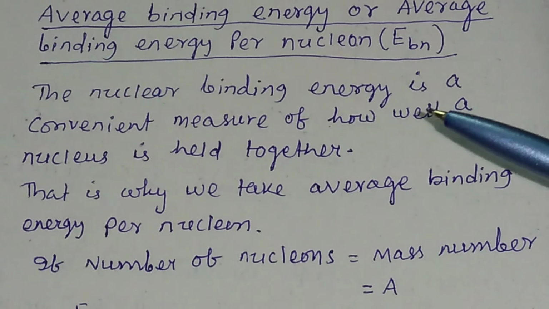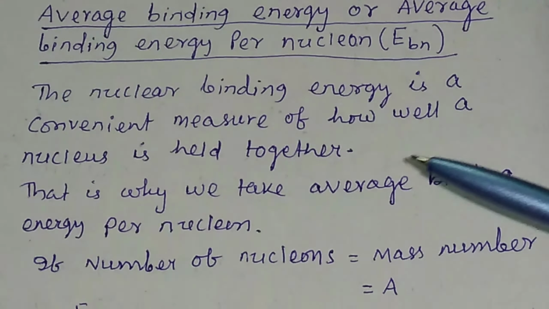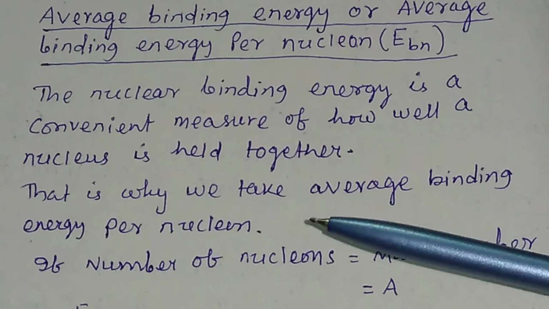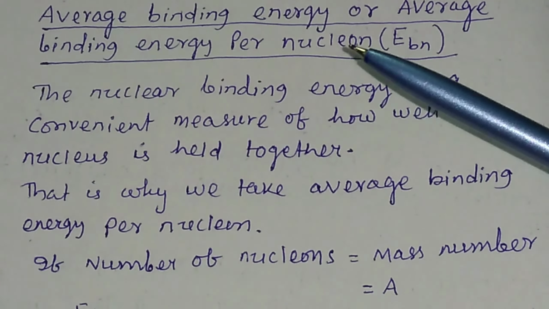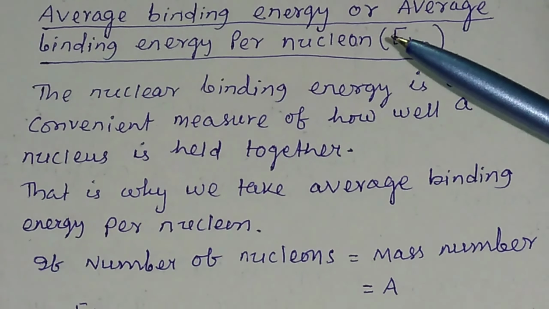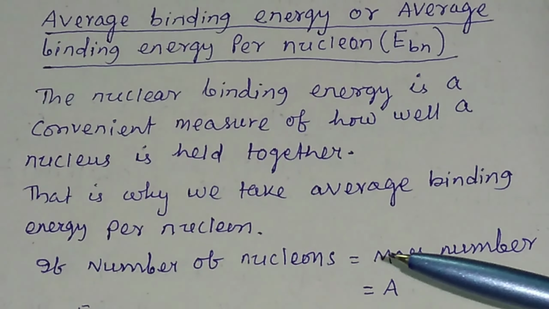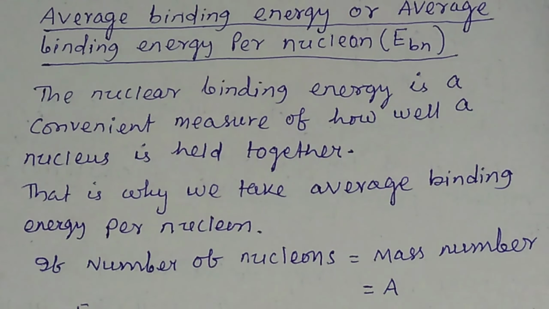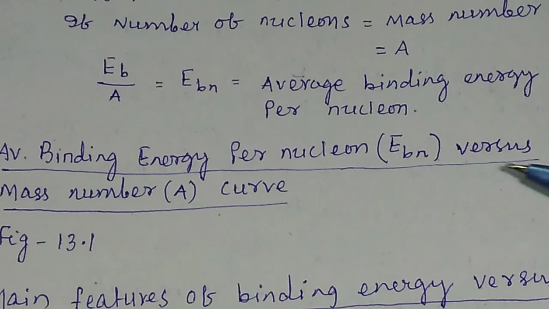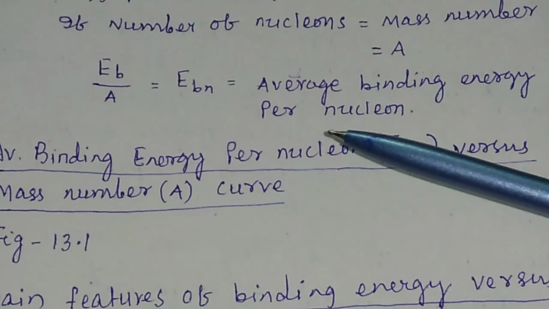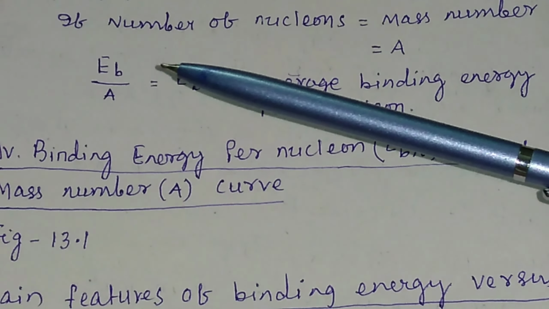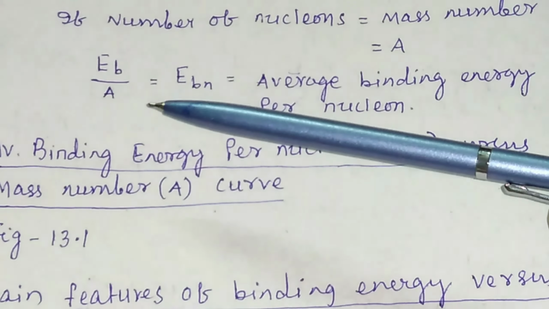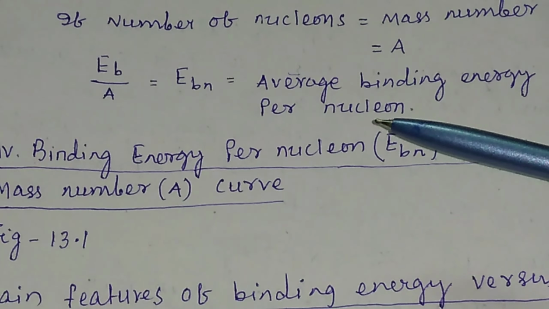The nuclear binding energy is a convenient measure of how well a nucleus is held together. That is why we take average binding energy per nucleon. Remember, average binding energy and average binding energy per nucleon, they are the same. The number of nucleons means the mass number, and we represent it by A. So average binding energy per nucleon, EBN, is equal to binding energy EB divided by the mass number A.